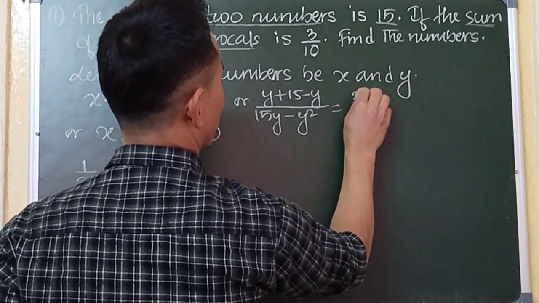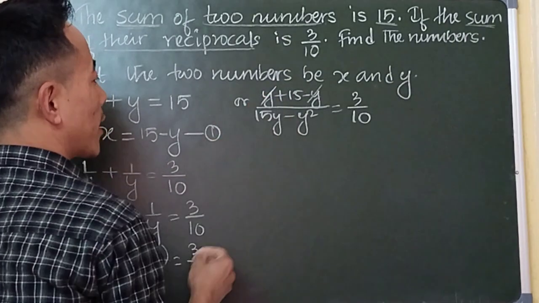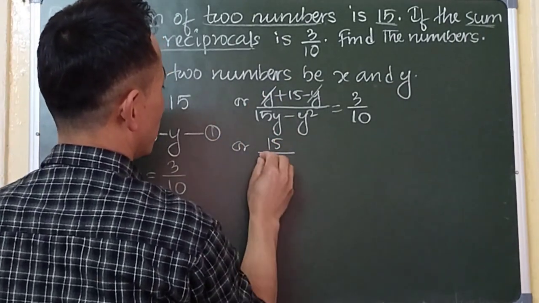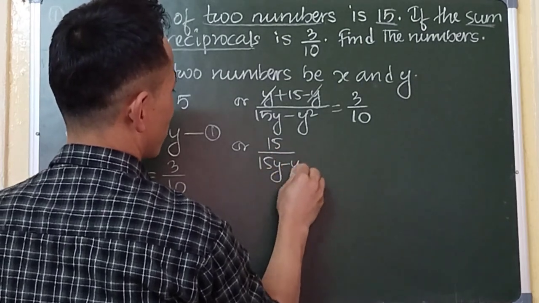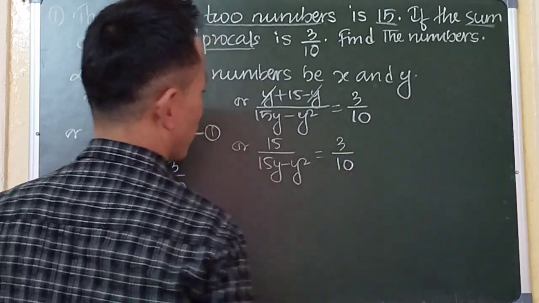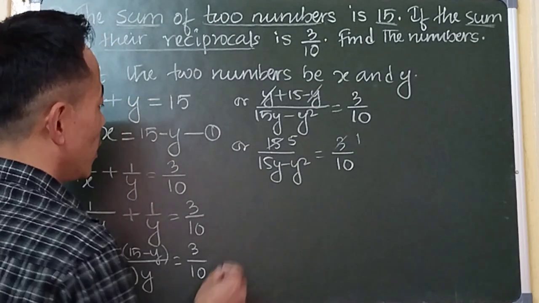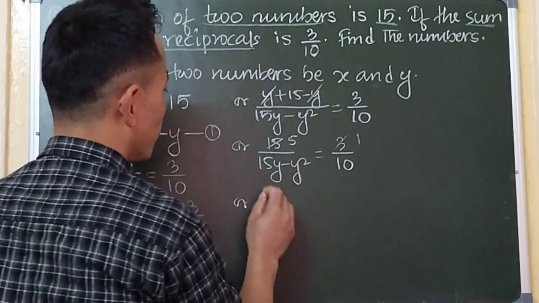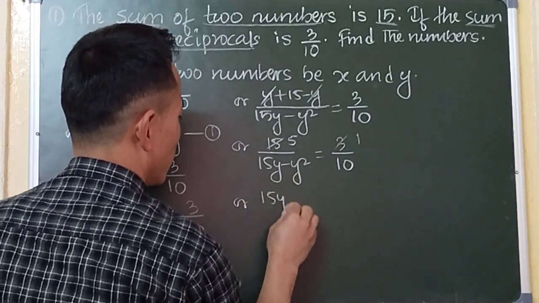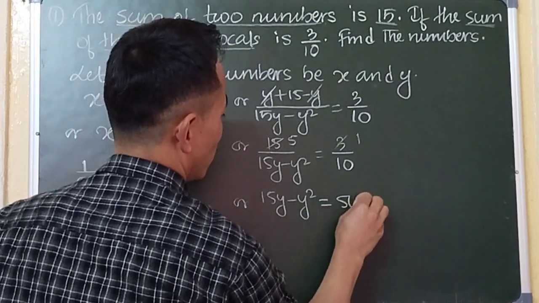On the right hand side we have 3 divided by 10. In the numerator you can see that y and y can be cancelled out. So we will have 15 divided by 15y minus y square. Here you can also cancel, okay, let's do this here, 3 divided by 10. Now in the numerator we can cancel 3 and this can be cancelled as 5, and then if you cross multiply you will get 15y minus y square times 1 gives you 15y minus y square equals to 10 into 5, this will give you 50.